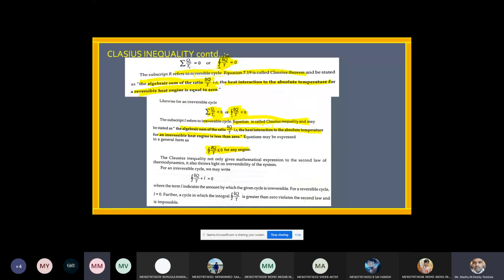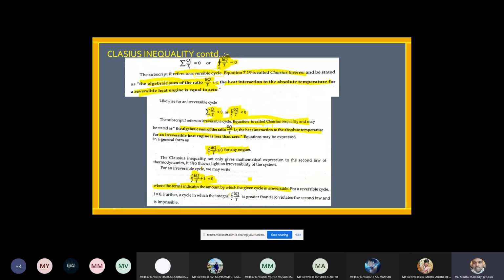If you want to convert an irreversible engine to a reversible engine, you need to add I, the amount by which it is irreversible. You can see here, if I add I to the irreversible engine, it will become a reversible engine. The term I indicates the amount by which the given cycle is irreversible. If you add I to the irreversible, it will become equal to 0. Whereas for a reversible cycle, the I value is equal to 0.